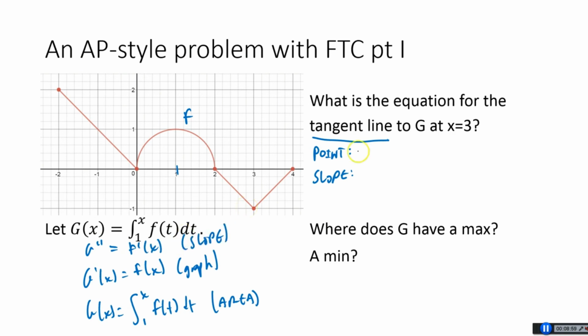Okay, so the slope here actually we already found in the last one. That's going to be g prime of 3. G prime of 3 is the same as f of 3, which is -1. So we've got our slope. The point, well, x is 3. To find the y value, that's going to be g of 3. G of 3 here would be the integral from 1 to 3 of f of t dt, because that's just the g function.